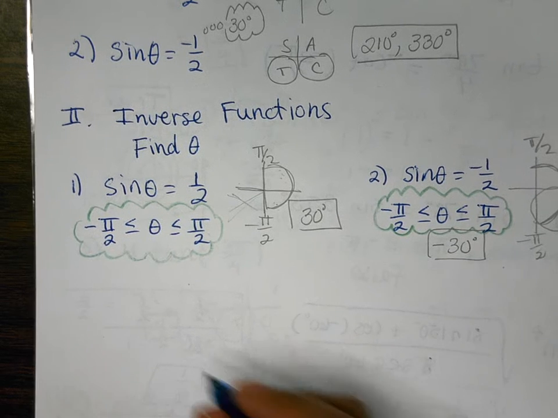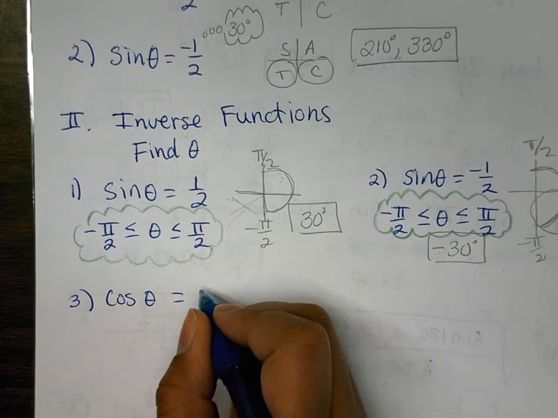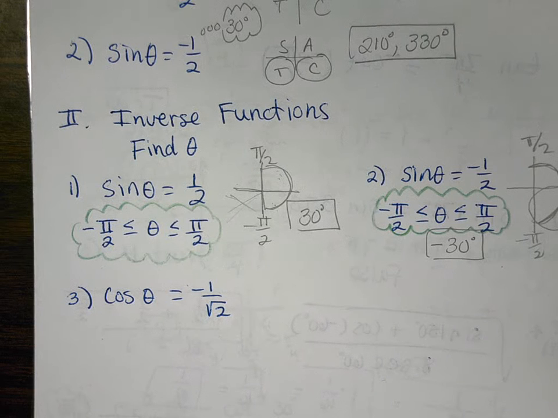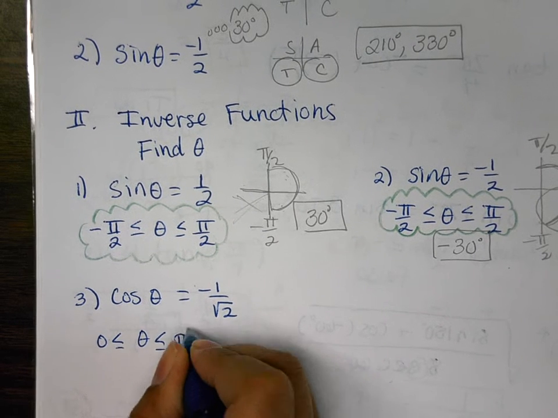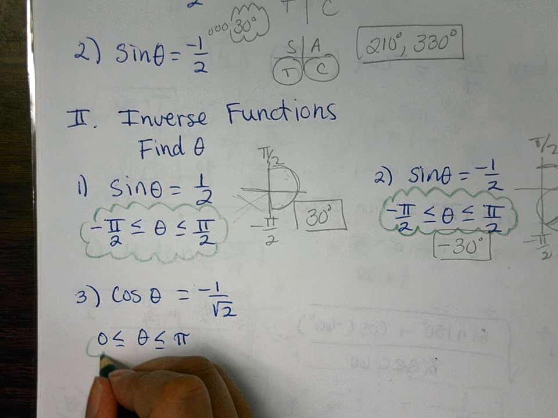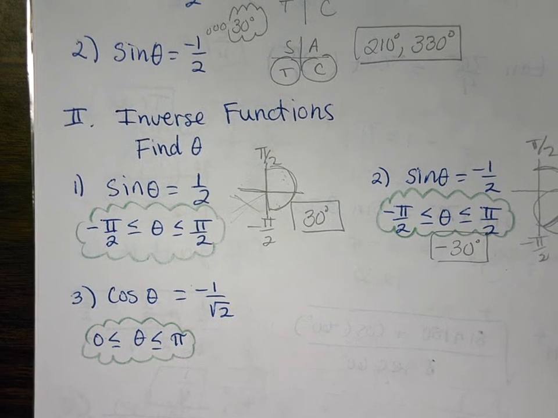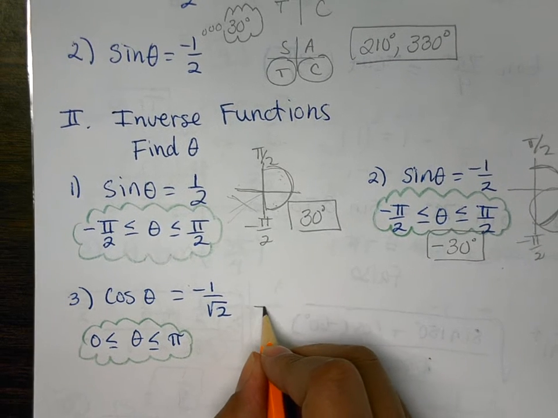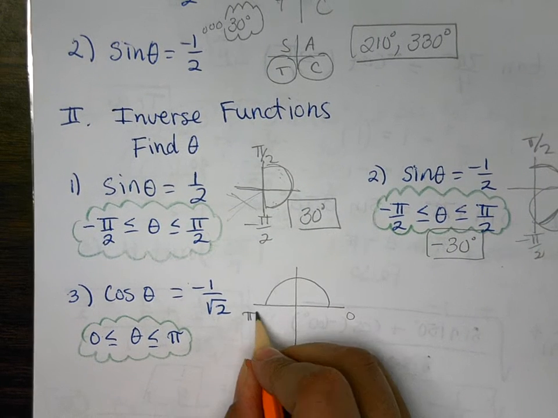Let's try another one. Number 3. Cosine of theta equals -1 over root 2. And I have a restriction for this one as well. Are we ready? 0 is less than or equal to theta, which is less than or equal to pi. What two quadrants am I restricted to now? Between 0 to pi? 1 and 2. Do you guys agree? This is 0, this is pi, yes or no? Okay.